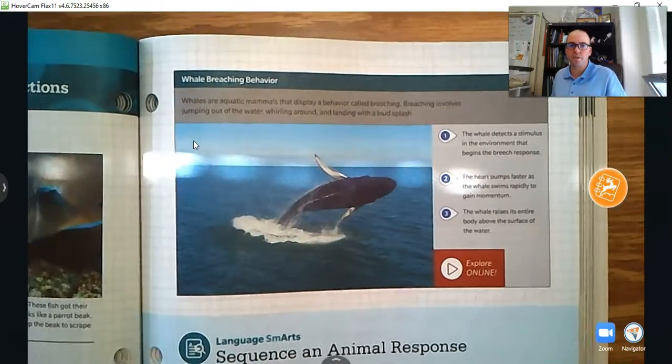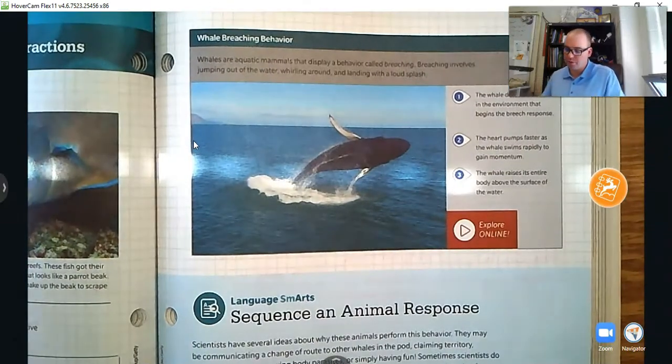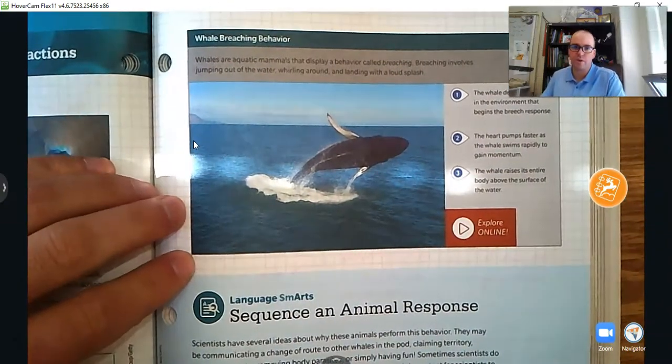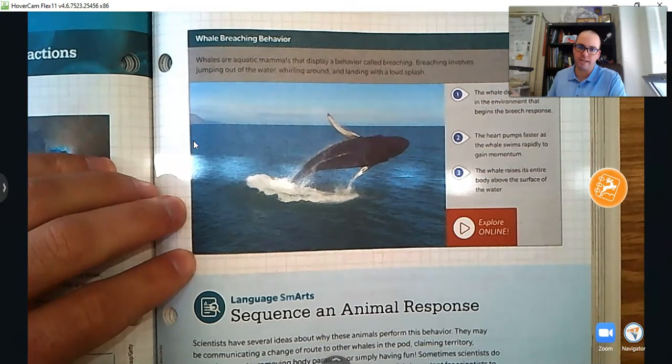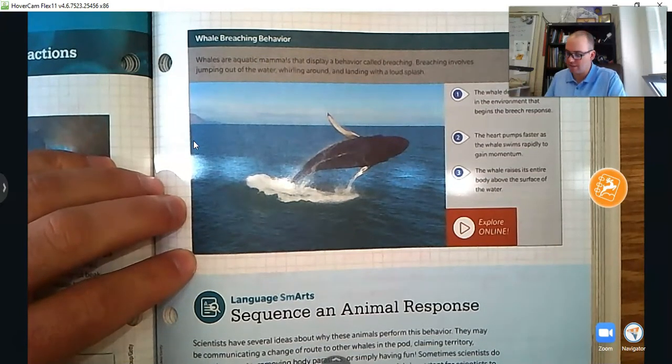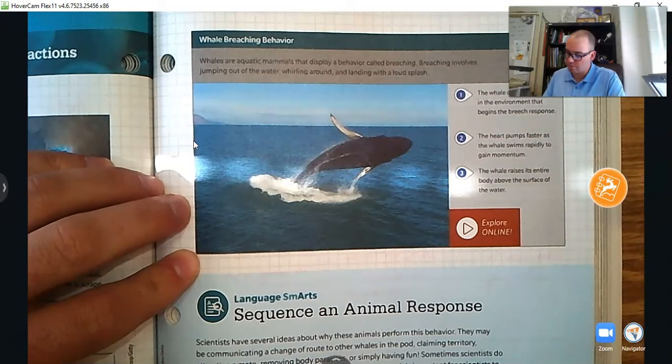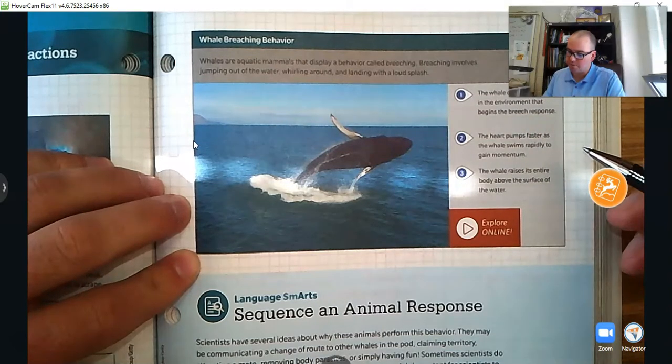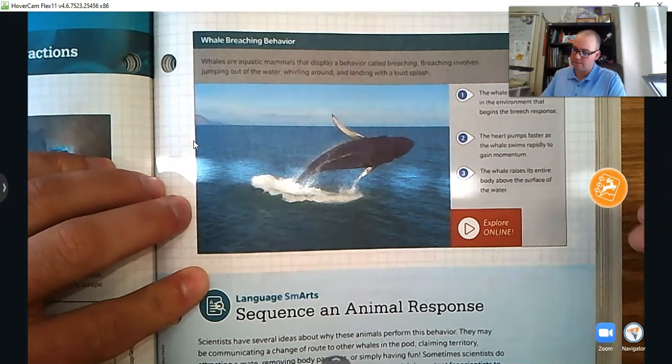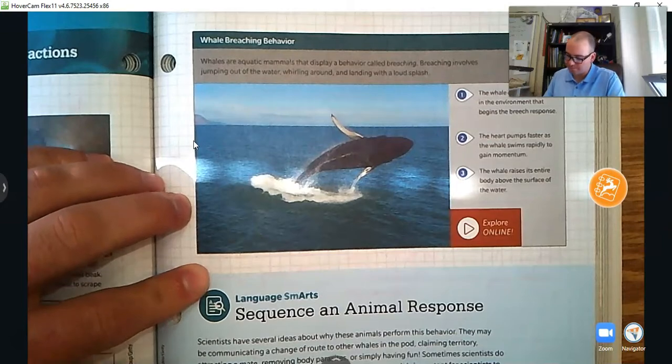Okay? So if we look at the next page here, we have a whale breaching behavior. So whales, if you've ever seen a whale breach, will jump out of the water and then kind of belly flop into the water. Okay? So the whale may detect a stimulus in the environment and begins the breach. Response: the heart pumps faster as the whale swims rapidly to gain momentum, and the whale rises, and maybe its entire body will come out of the surface of the water.